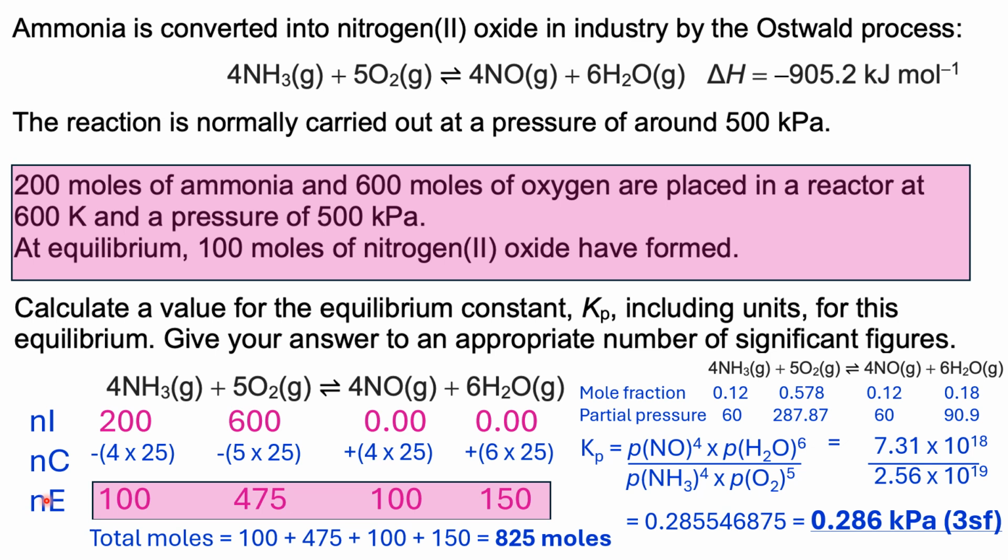0.285546875. Now they want you to give your answer to an appropriate number of significant figures. Looking at the numbers, everything is to 3 sig figs. So I'm going to change that to 3 sig figs and express it as 0.286.